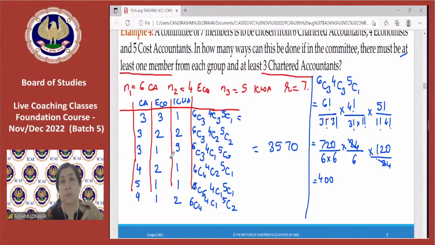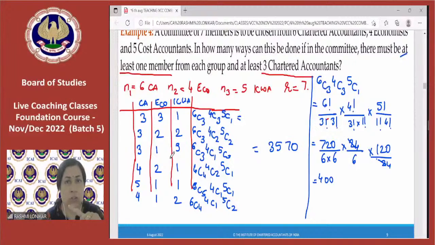Example 4, see, you have to use both multiplication rule and addition rule. Multiplication rule says what? You do one thing, and once that is over, you do another thing, and when all the things are done, you say m into n. Okay, so here what was the first thing? We selected a committee, so we use the multiplication rule.